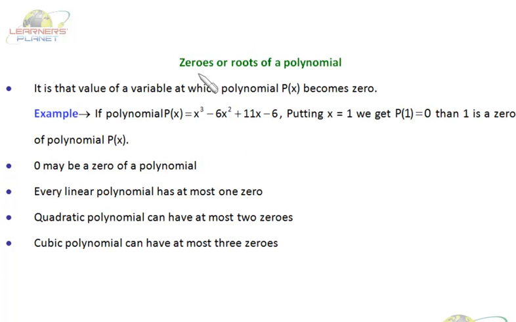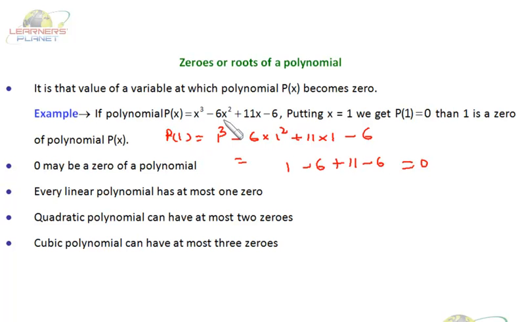Let's put the value of x as 1. So p(1) is equal to 1 cube minus 6 into 1 square plus 11 into 1 minus 6. So it's 1 minus 6 plus 11 minus 6, which is 0. So if I put x equal to 1, I'm getting the value of this polynomial as 0. That means 1 is the root, or we can say zero, of this polynomial.